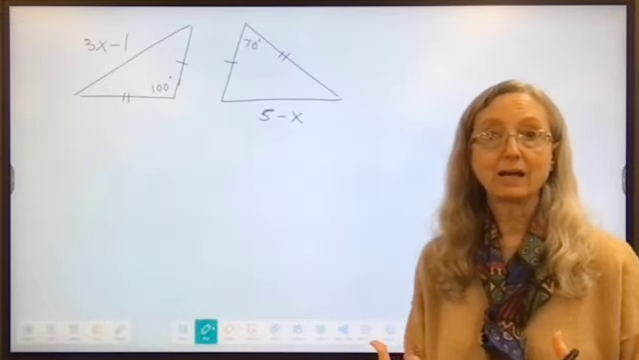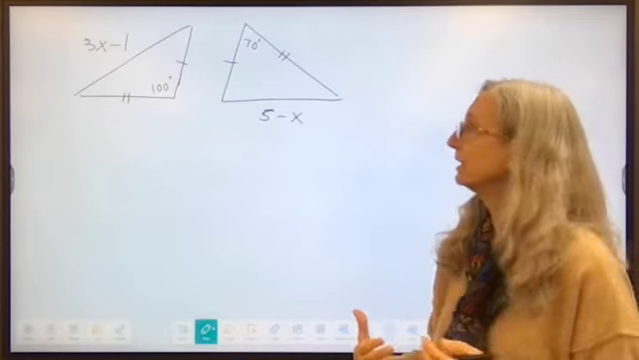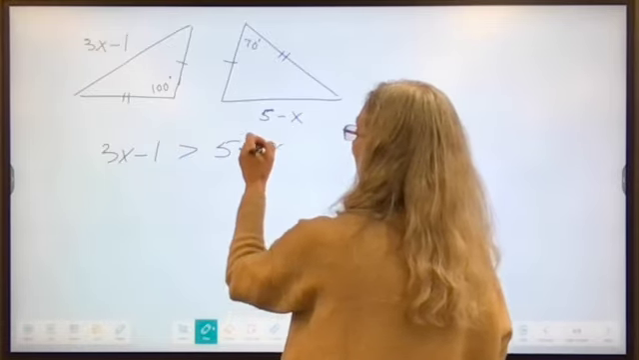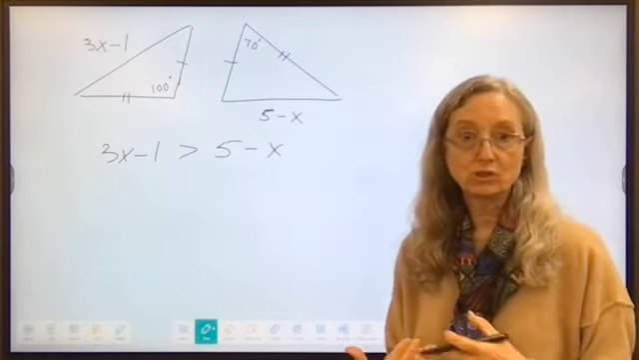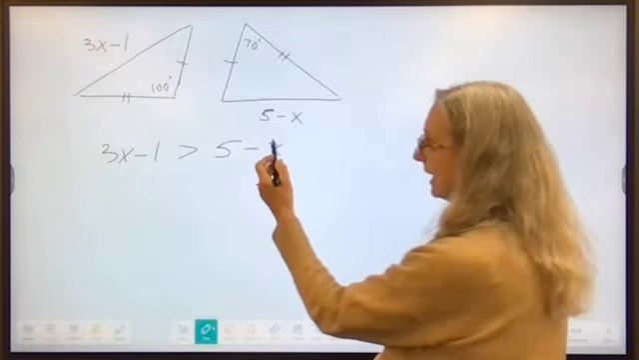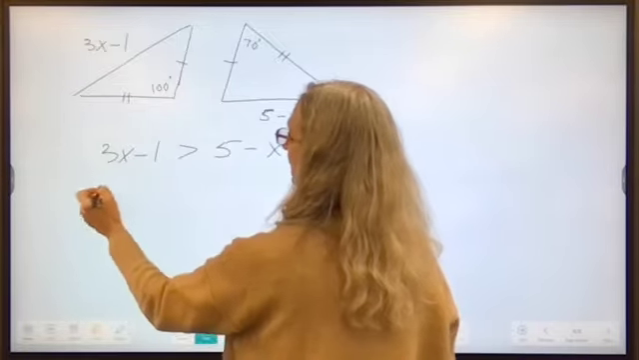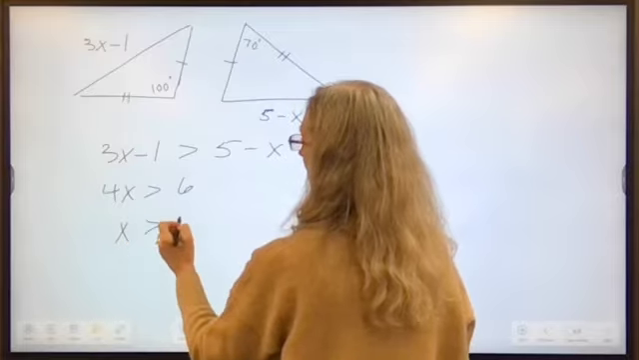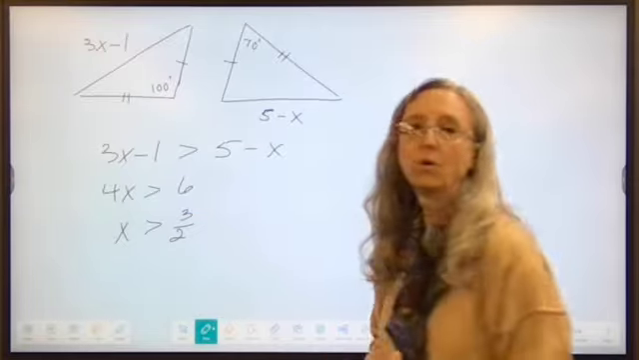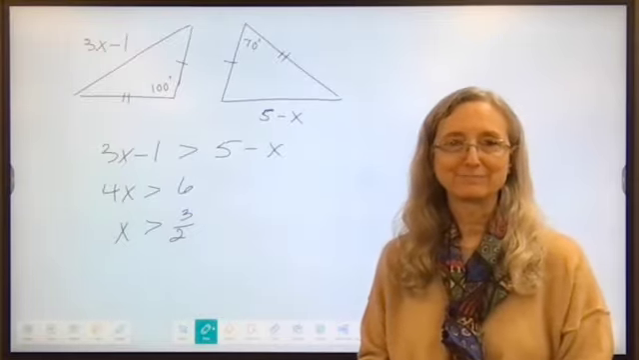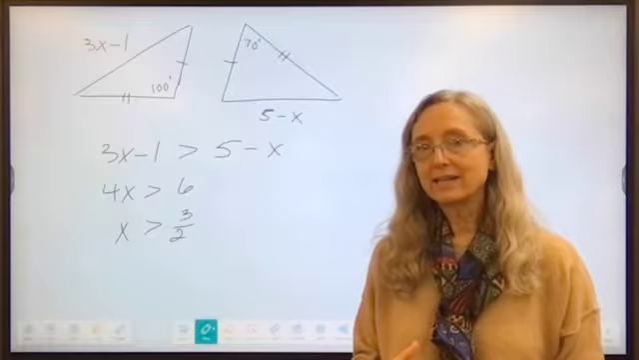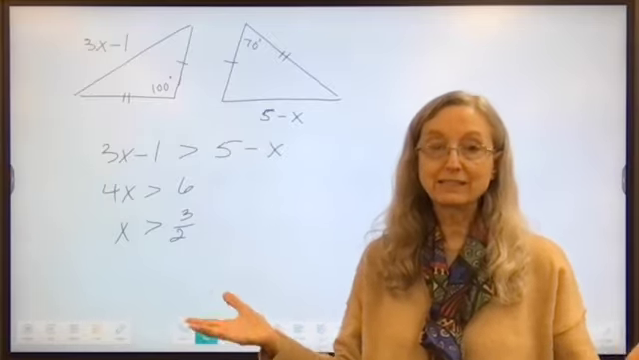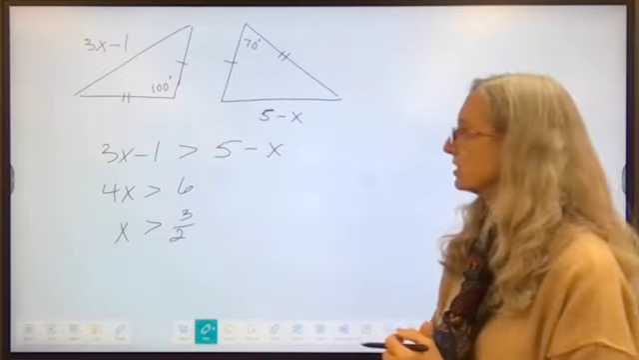So I will set that up like an inequality. 3x minus 1 is greater than 5 minus x, and then I'm going to solve for x. So I'll add x here and add 1 here. I get 4x is greater than 6, so x is greater than 3/2, or 1.5. So I know my x can be bigger than 1.5, but I don't know what the upper limit is. It can't go on to infinity. There must be a limit for this to still be true.